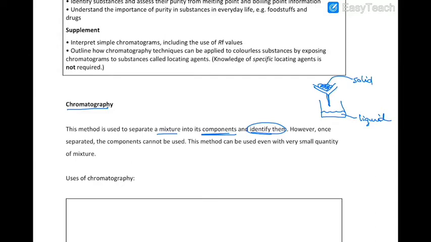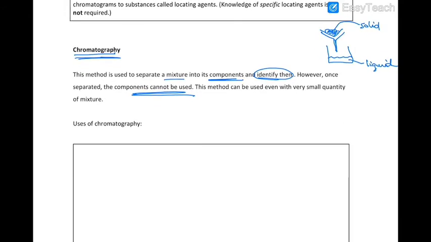You can still use the substances that are separated, but when you do chromatography, once the components are separated, they cannot be used. Okay, and this method can also be used with an extremely small amount of a mixture. So with 1 drop of blood, for example, chromatography can be performed.